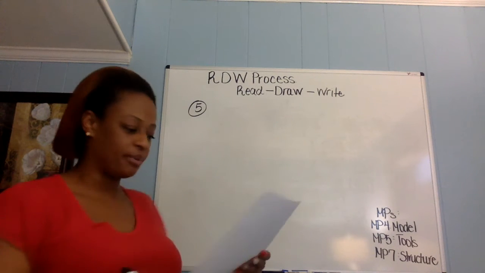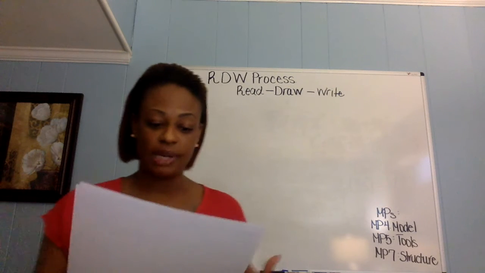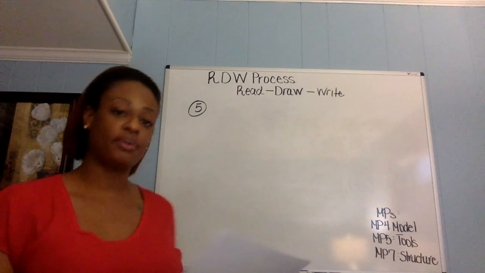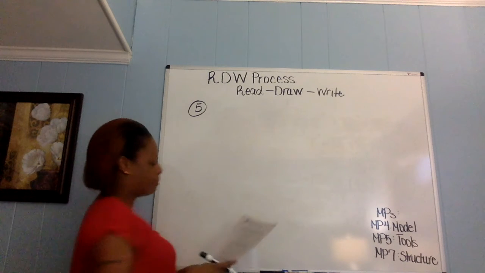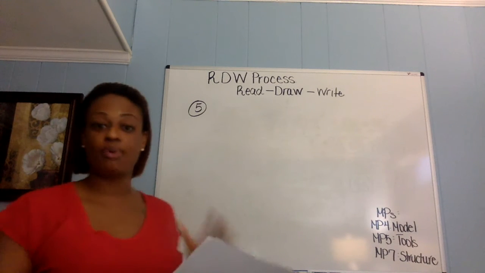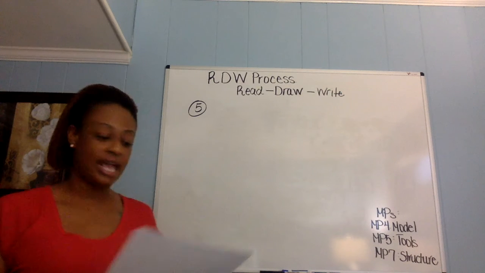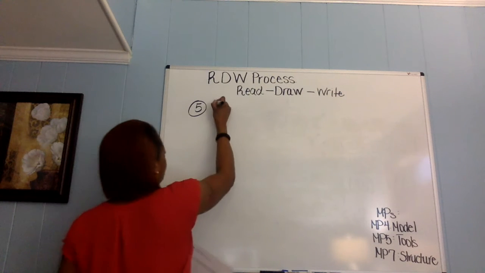So question number 5, we're looking for different angle measures. The question gives us some information as far as the right triangle. So going back to the RDW process, we're going to read the question and then we're going to draw a diagram.